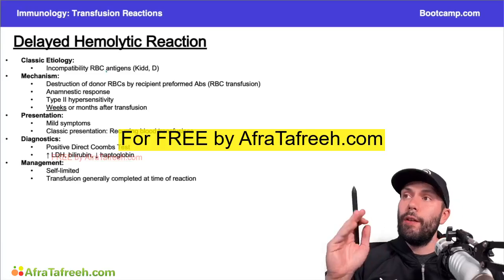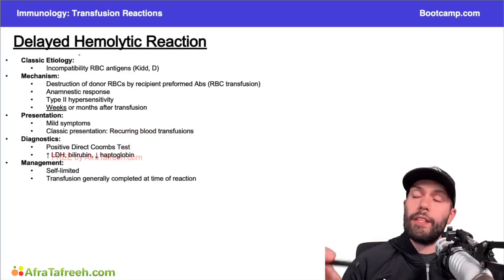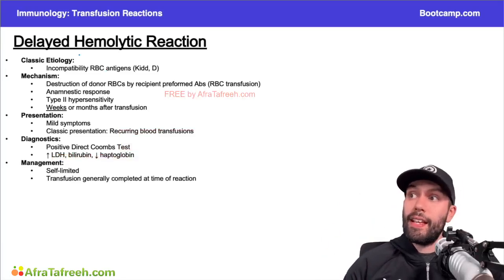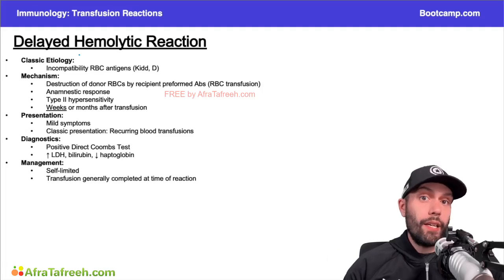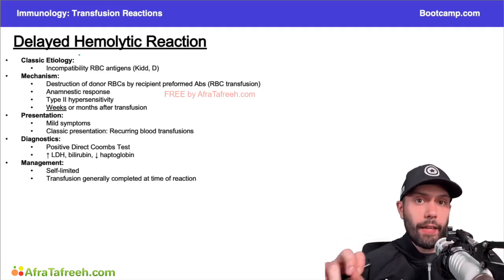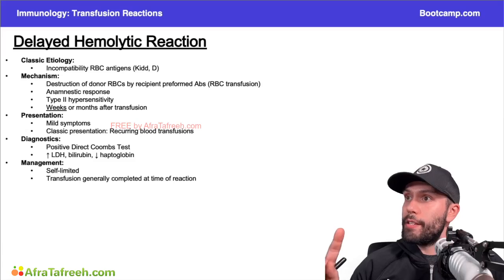Now, when we're talking about the delayed hemolytic reaction, one way to think about it is that it's going to present very similarly to the acute hemolytic reaction, in the sense that the mechanism is in many ways the same, with some slight variation. The classic thing that's going to help you distinguish these two is really going to be the timeline and the severity of disease. Okay, so let me explain a little bit.